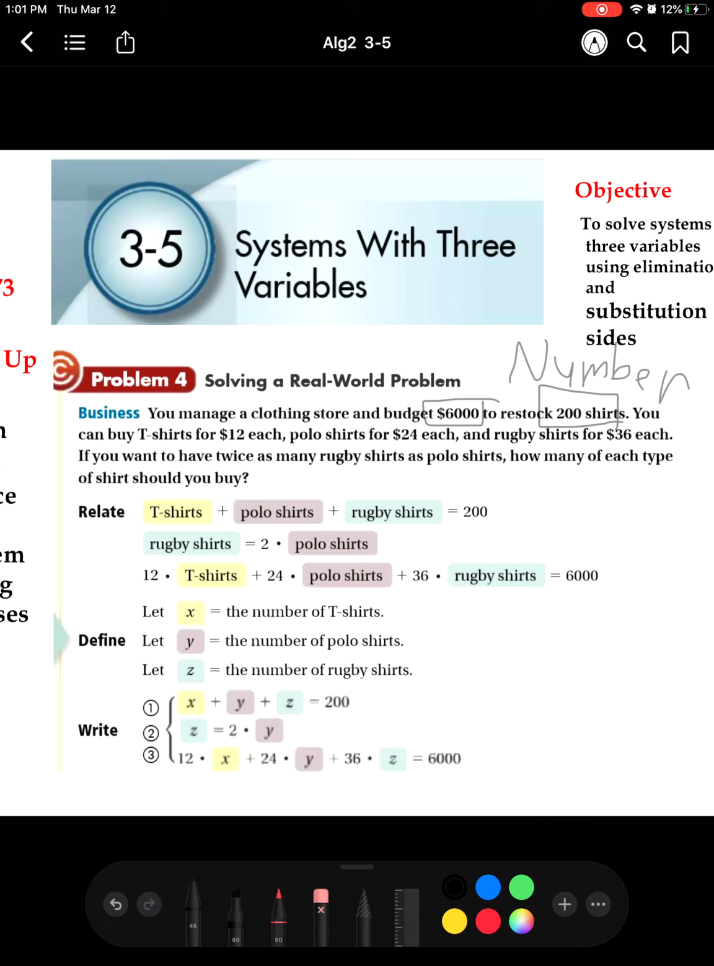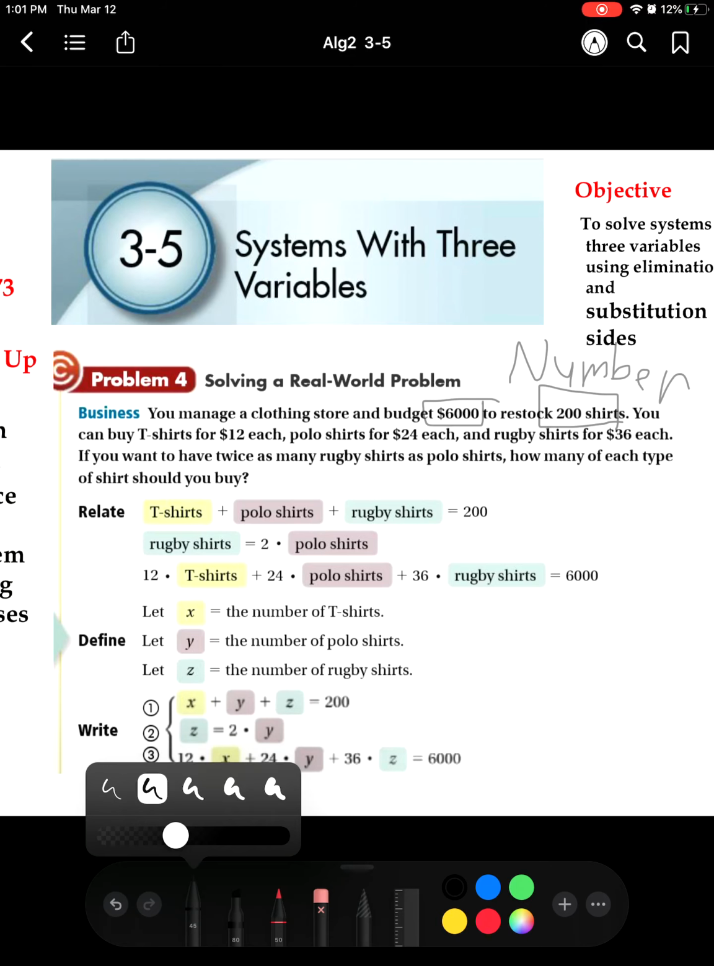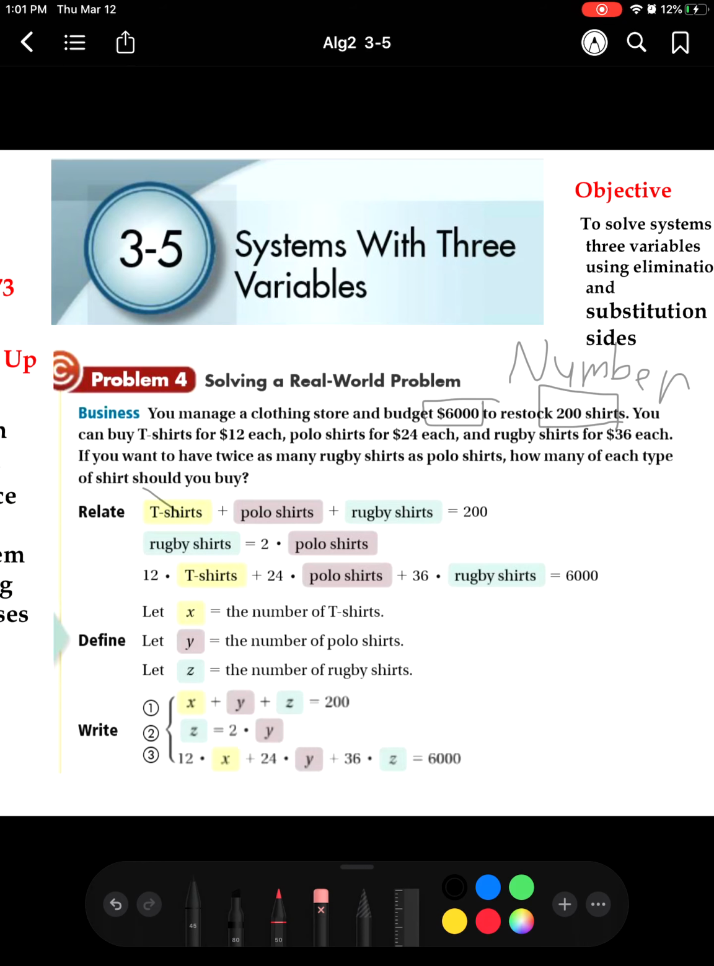So let's think about it. Let's assume that the t-shirts are X, the polo shirts are Y, and the rugby shirts are Z. Now, the number of the three of them, X plus Y plus Z, equals 200. So we're able to find the first equation.